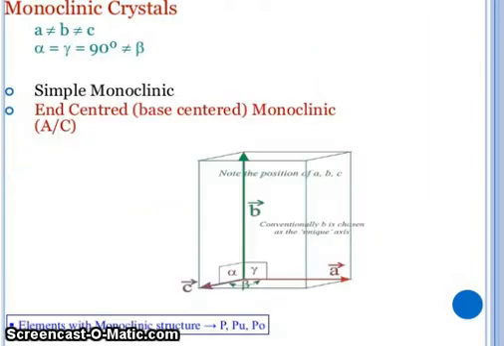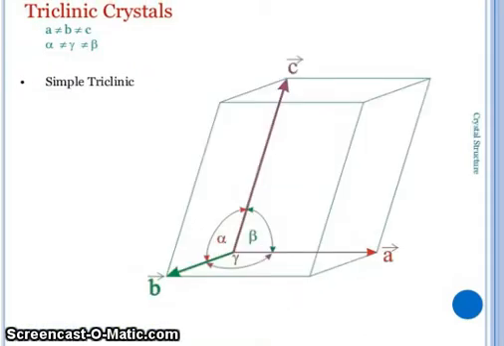Monoclinic crystal system. a is not equal to b, b is not equal to c. Alpha is equal to gamma is equal to 90 degrees, beta is not equal to 90 degrees. Simple monoclinic, end centered, base centered monoclinic. Element with monoclinic structure: phosphorus. Triclinic: a, b, c not equal; alpha, beta, gamma not equal. Simple triclinic.